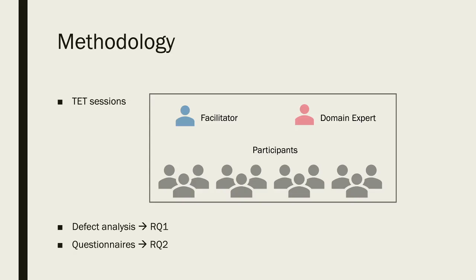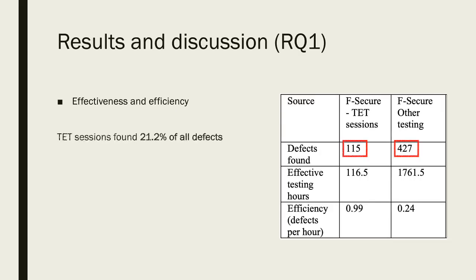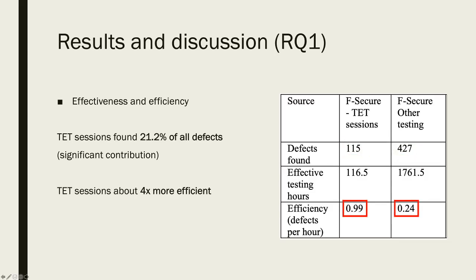the second research question. So it was found that over 20% of all defects were found during the team exploratory testing sessions, which is a significant contribution when we consider that these sessions occurred at the end of the iteration, so a lot of testing had already occurred, and still over 1/5 of all defects were found during these sessions. These sessions were also highly efficient, about 4 times more efficient than the other testing methodologies.